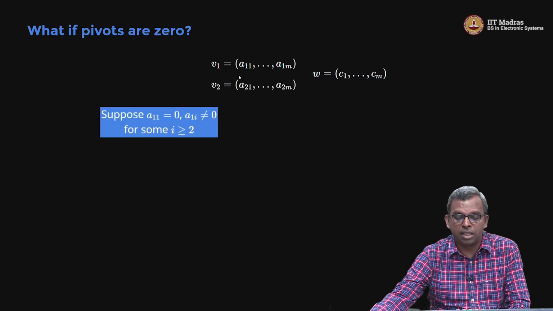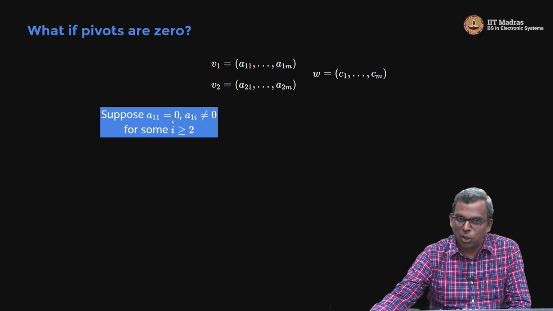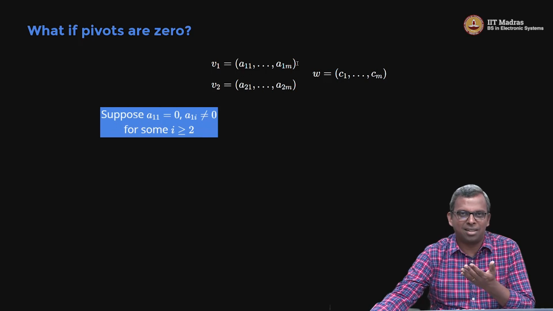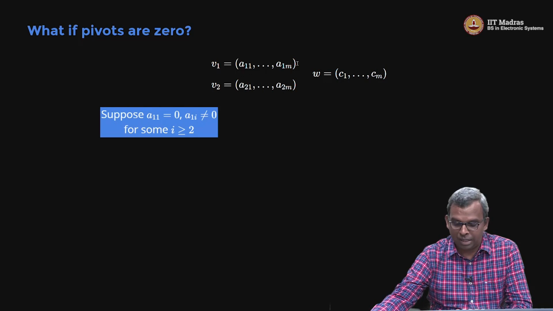This we have seen before. Supposing A11 is 0, you find some other position where you have a non-zero value. Now, if you have no position where there's non-zero value, then V1 is 0. It's not an interesting situation, right? Why would you worry about 0? It doesn't give you anything for you. So, we have to assume it's non-zero.